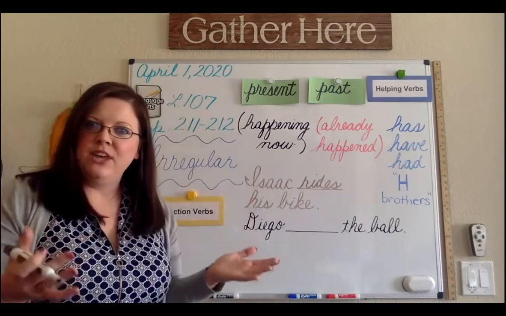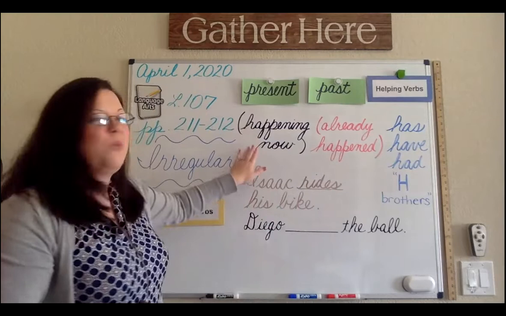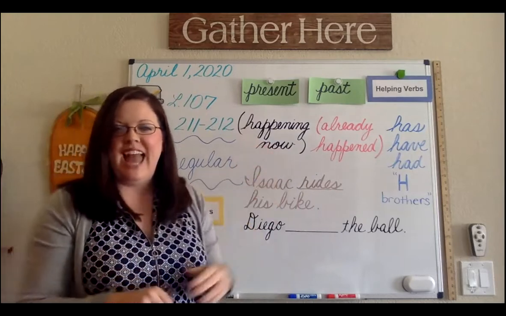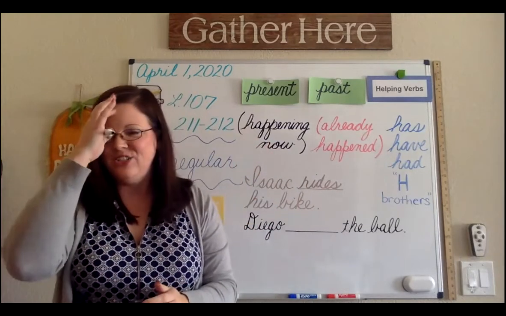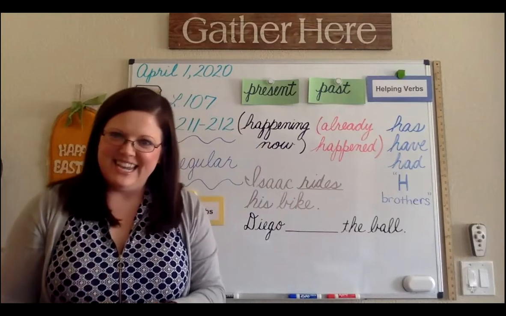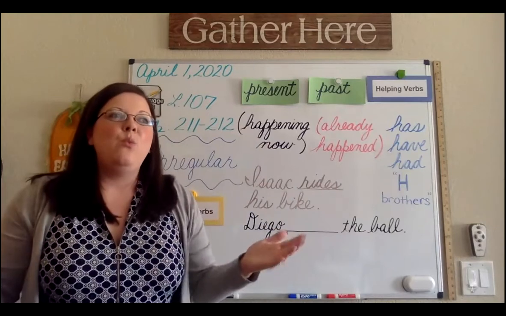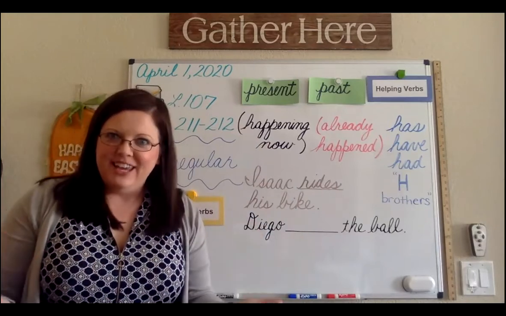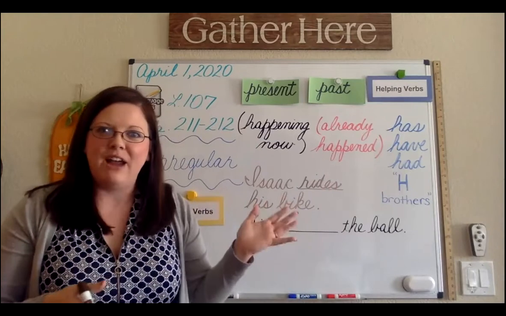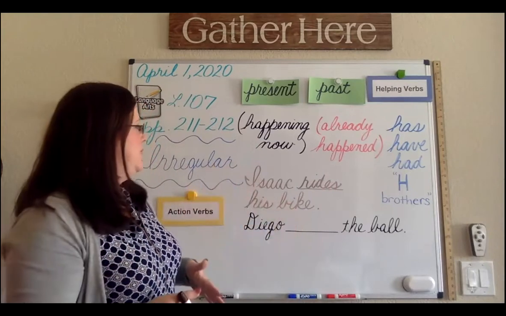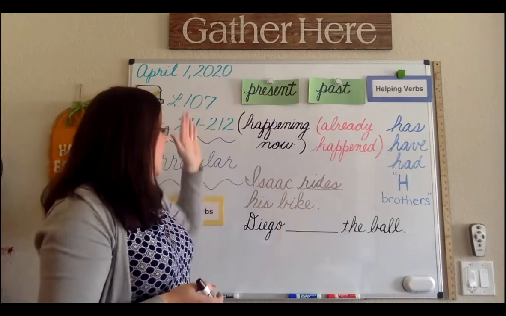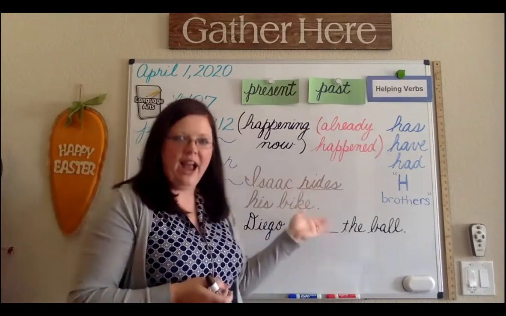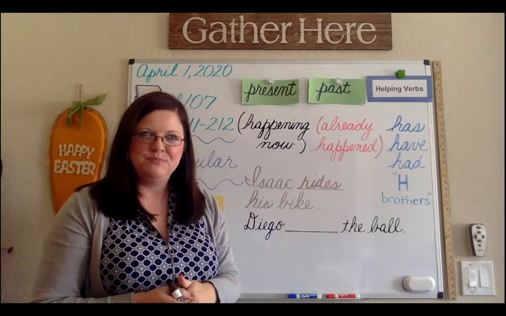When is that riding occurring? Well, it's happening right now, or it's continuing to happen. So we say that that action verb is a present tense verb. But what if Isaac already has ridden his bike for the day? What tense will we need? Past.